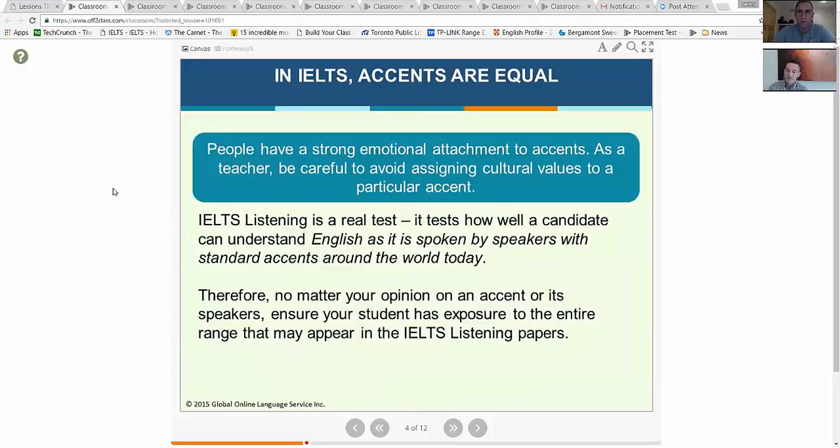Be very careful that you do not push any of your own cultural values, because the IELTS is one of the best listening tests around today. It really tests how the candidate understands English as it is spoken in its standard forms across the planet. So no matter what your opinion, make sure that your student has full exposure to different accents.